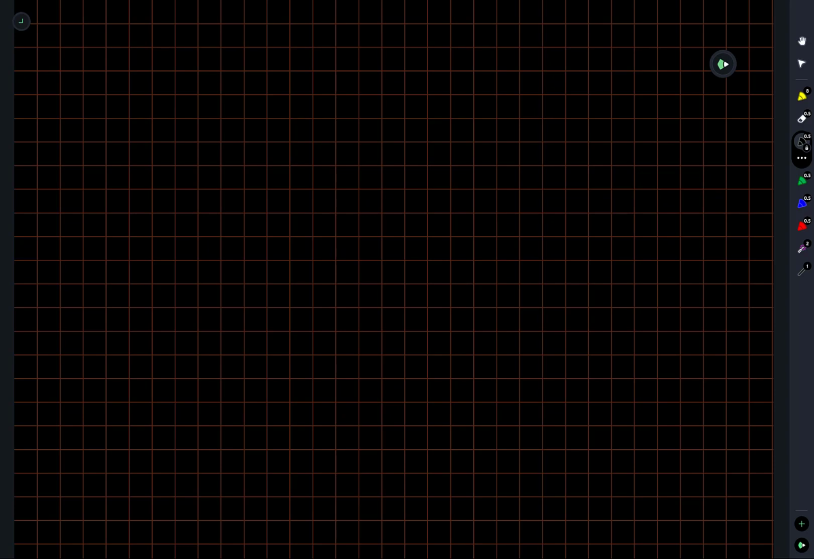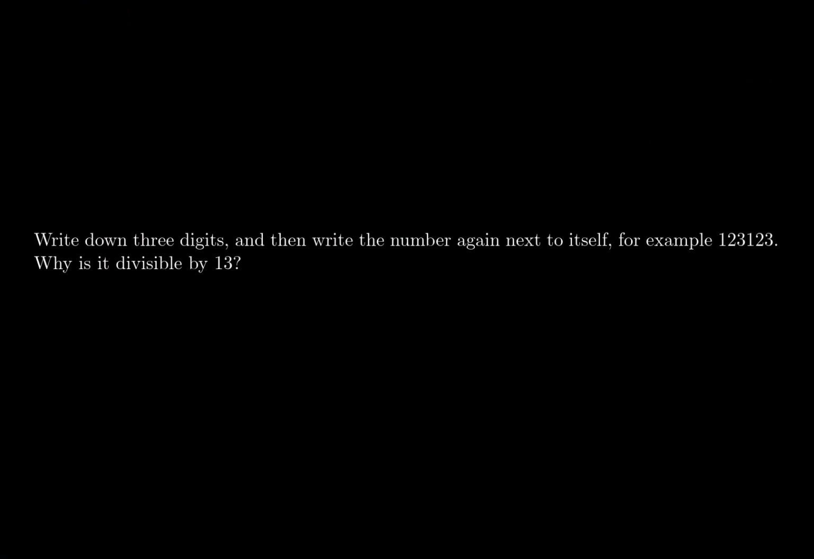Hello everyone. Let's take a look at our next problem. Write down 3 digits and then write the number again next to itself. For example, 1, 2, 3, 1, 2, 3. Why is it divisible by 13?